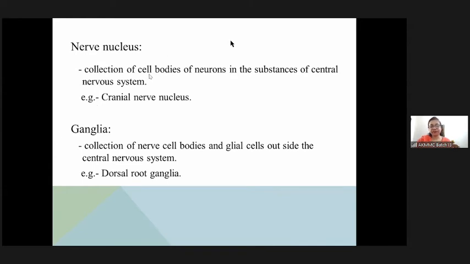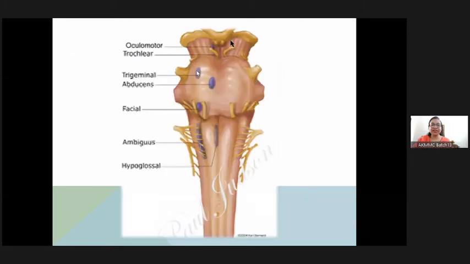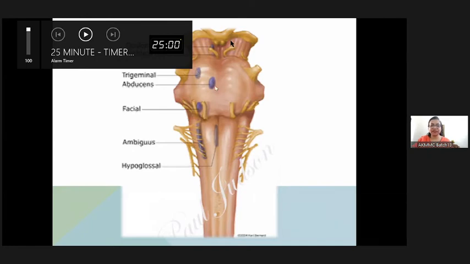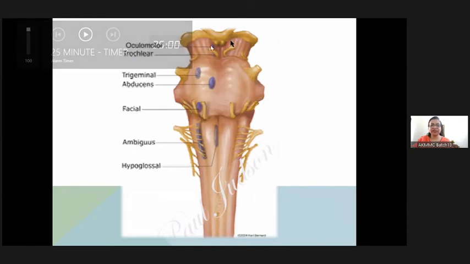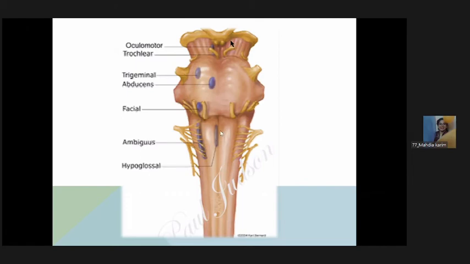What is nucleus? Collection of neuronal cell body within the central nervous system. What do you think this picture shows inside the brain stem? Collection of cell bodies. Nucleus. Cranial nerve nucleus.